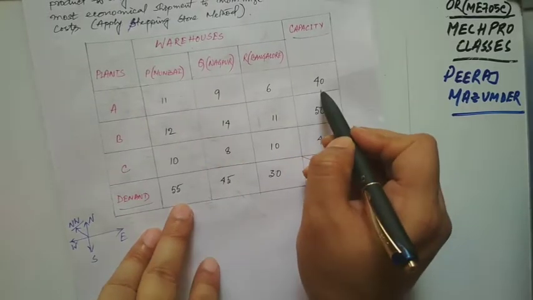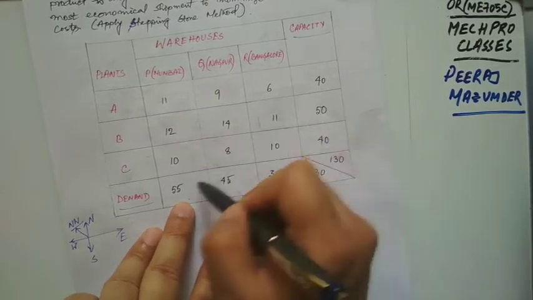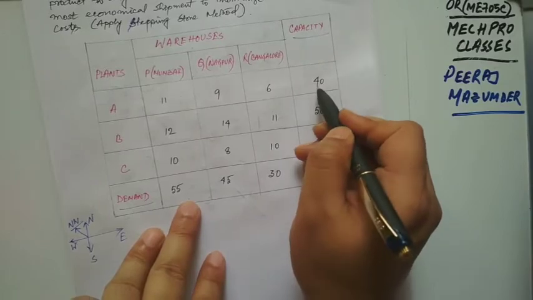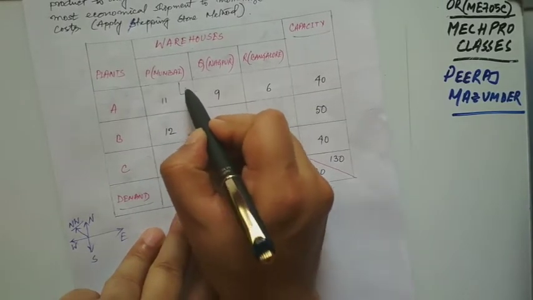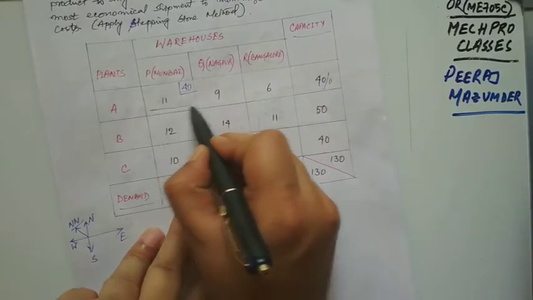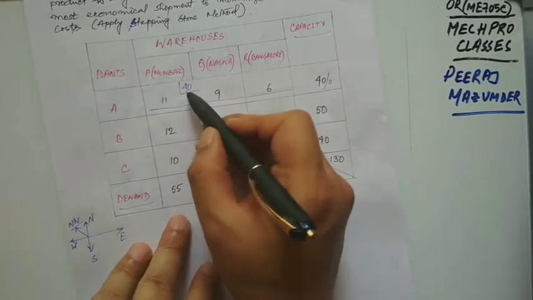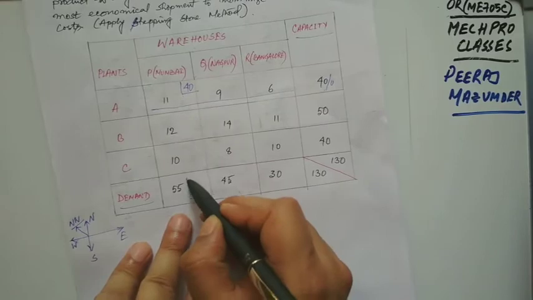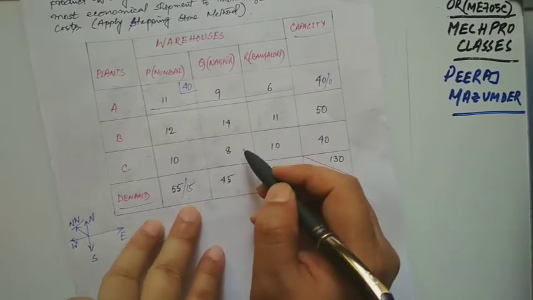Now we have capacity 40 and demand 50. So we have to choose the least of these two. 40 is the least, so we allocate 40 in this cell. We have allocated and this becomes 0. So we can cancel this row out and we take 40 from here, so this becomes 15.